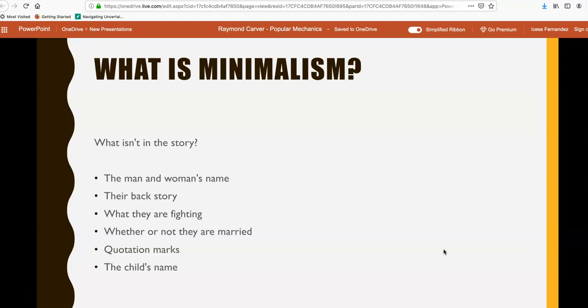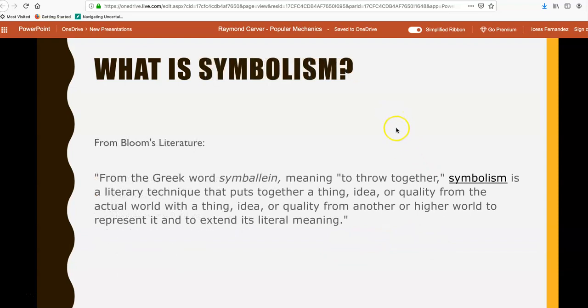And we don't know the child's name. And we don't know any names because names give you attachment. So we are almost, as a reader, a judge of what's happening, right? And in order for a judge to rule fairly, they have to be detached in some way, shape, or form.